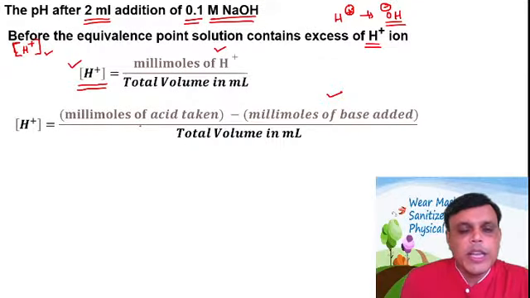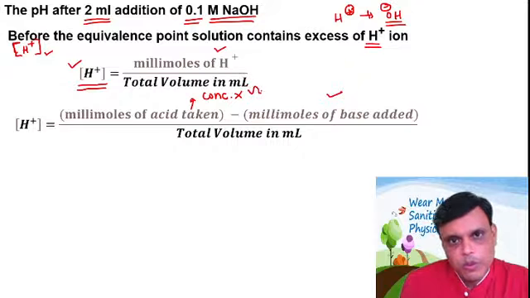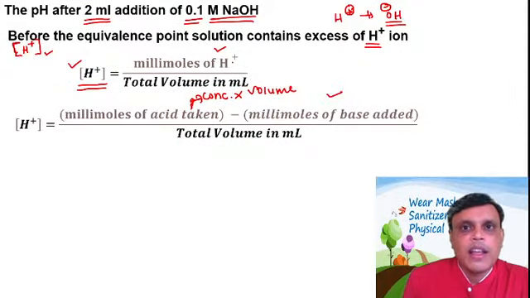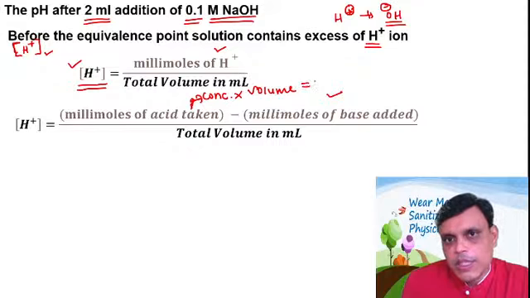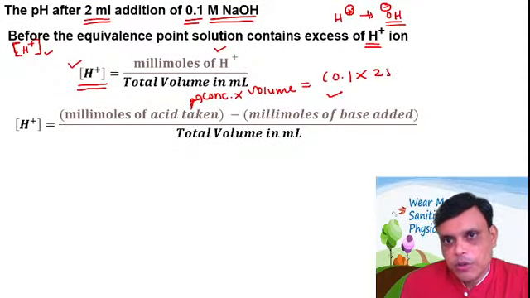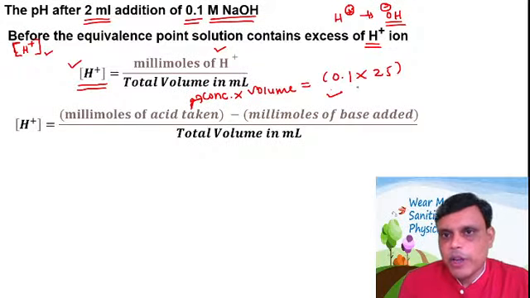So now, how will you calculate millimoles of acid taken? Concentration into volume. So you can calculate the millimoles of acid. Now what is the concentration of acid? It is 0.1, and how much volume of acid did we take? 25 ml. So this is the millimoles of acid taken, that is 0.1 into 25.